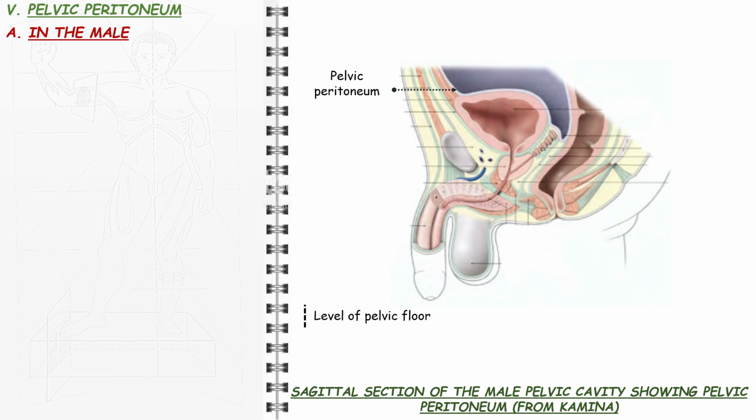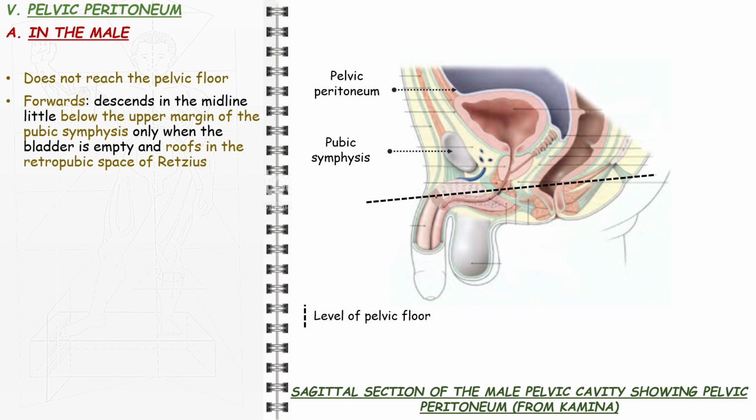In the male, from the margin of the pelvic brim the peritoneum descends across the pelvic walls to line the cavity, but nowhere does it descend far enough to reach the pelvic floor. Anteriorly in the midline it descends but little below the upper margin of the pubic symphysis, and then only when the bladder is empty. It passes from the lower part of the anterior abdominal wall and is reflected in a shallow fold to the upper surface of the bladder, where it is densely adherent. The fold roofs in the retropubic space of Retzius.